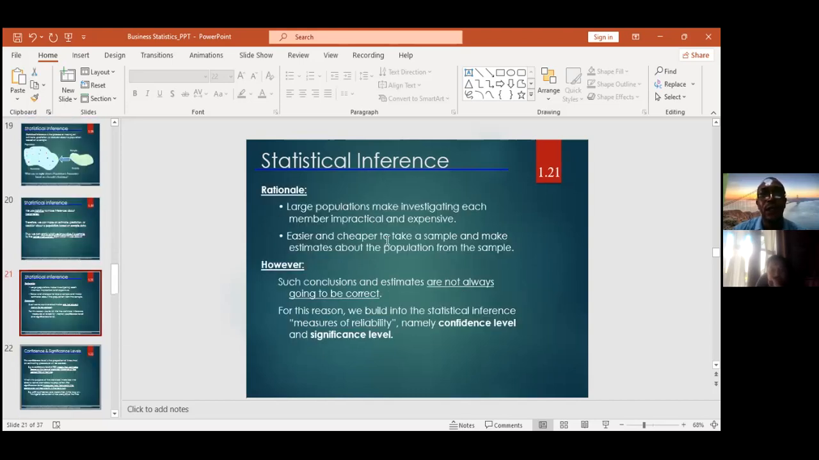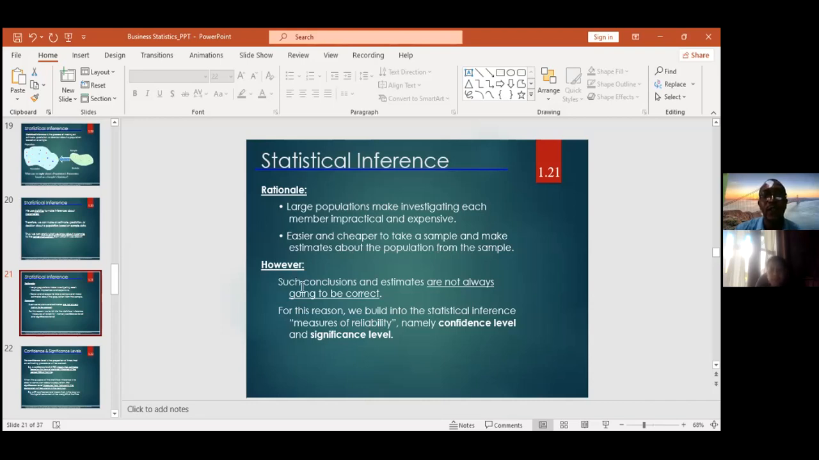Okay, what are the rationale? Why do we have to use sample instead of the larger population? Larger population make investigating each member impractical and expensive. Example, in our case study, 50,000 is too large to interview. So 500 is more manageable. Another rationale, it is easier and cheaper to take a sample and make estimates about the population from the sample.